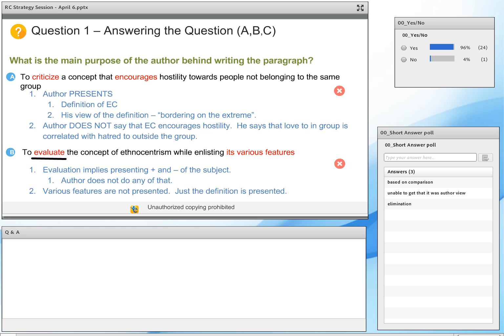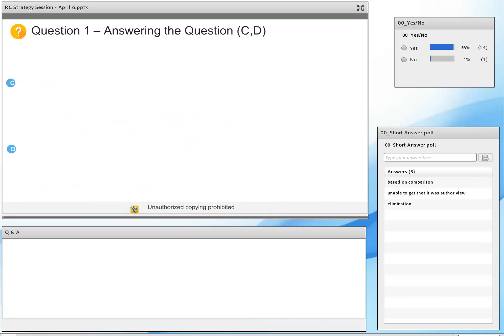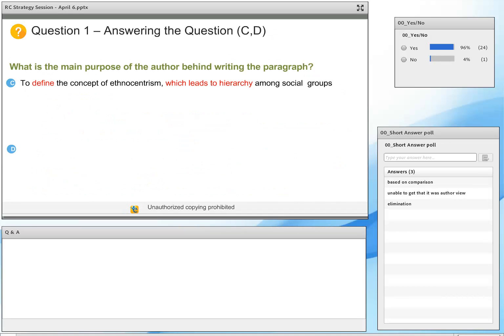Okay, now the other aspect wrong with this choice is, while enlisting its various features, there is no feature mentioned of ethnocentrism. Just the definition of ethnocentrism has been presented, right? So that's another reason why this choice is wrong. Now let's look at choice C. Now choice C is a very interesting one, because if you think about it, this passage contains the definition, right?